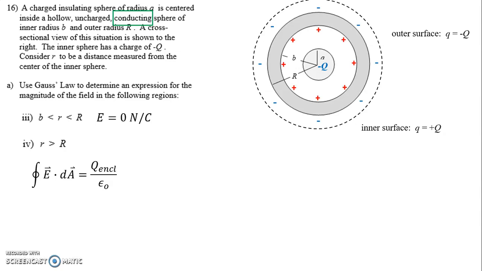But again, let's play the game of working smarter, not harder. We're now enclosing everything. So let's tally up all the charges we're enclosing. Working from the inside out, we have a negative Q here. For the inner surface, we have positive Q, and the outer surface, we have negative Q. What's the total charge enclosed? It's just going to be negative Q.